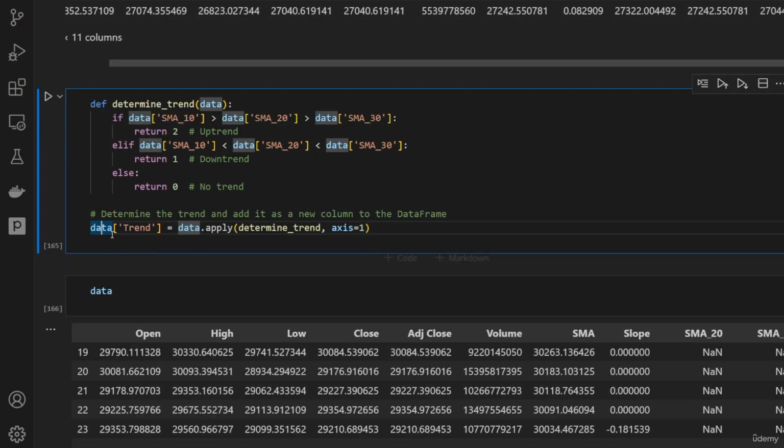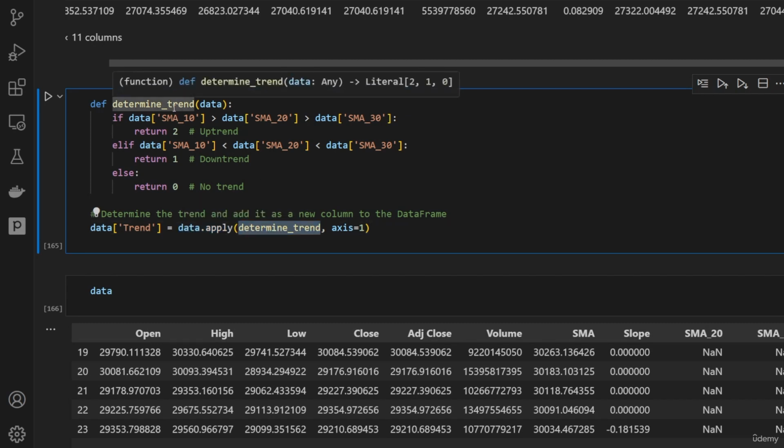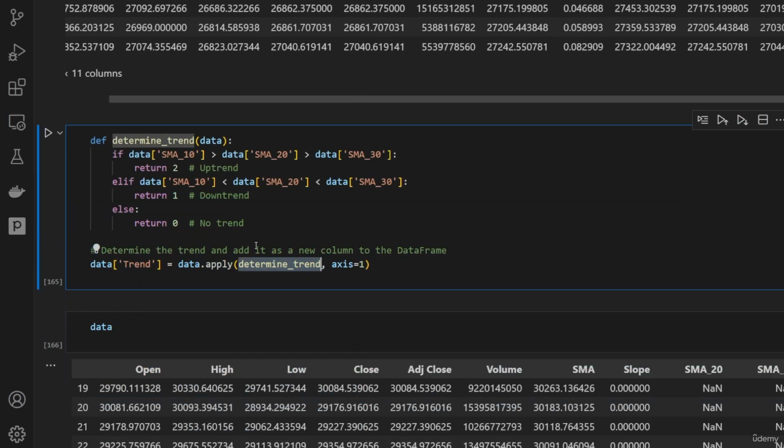And now we can add a new column to our data frame. So data trend is equal to data.apply determine_trend. So we're applying this function to all the rows of the data frame.